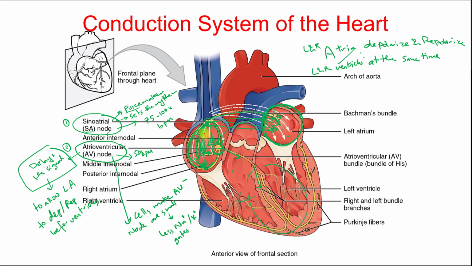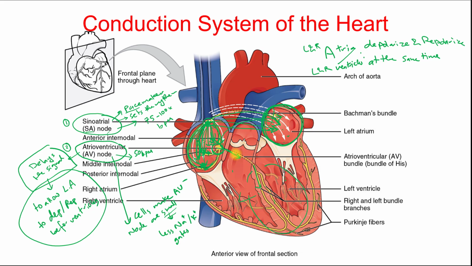So there are plenty of signals coming, but to process those signals, we have smaller cells to process them. And therefore, that is where the delay is going to happen. The main thing for us to understand is that at the AV node, there is a delay. This delay is to allow the left atrium to depolarize and then repolarize before the signal is transmitted toward the ventricles.